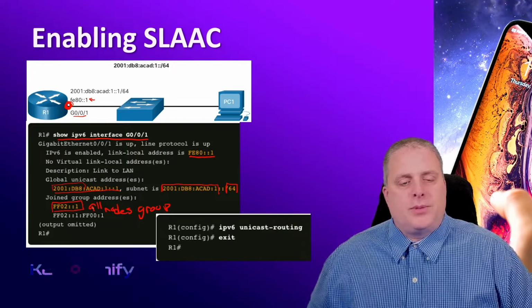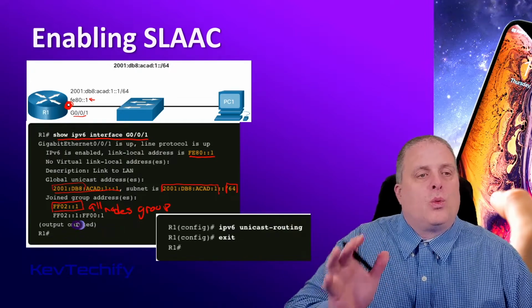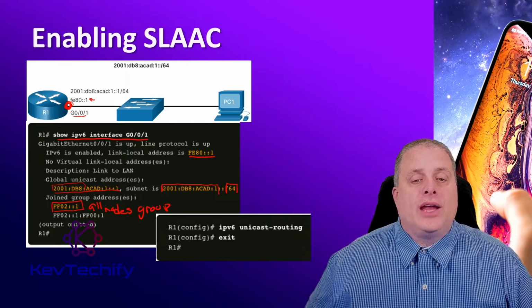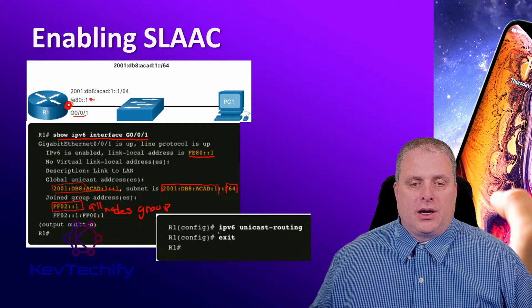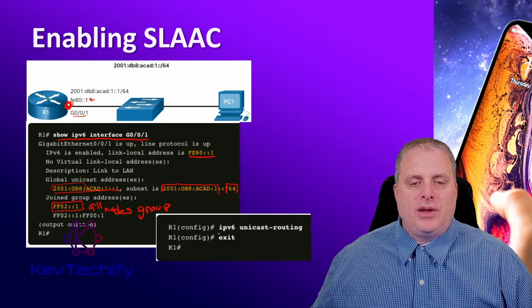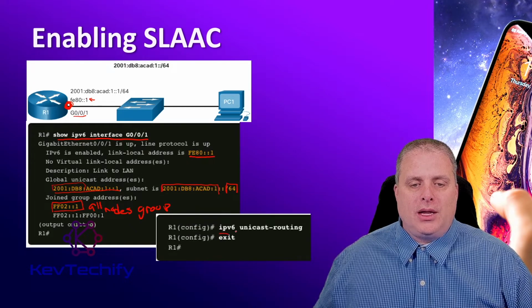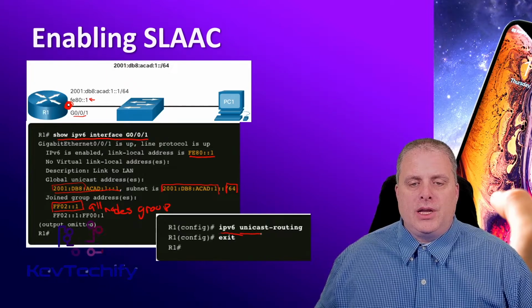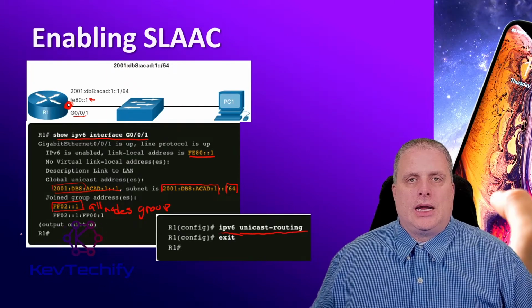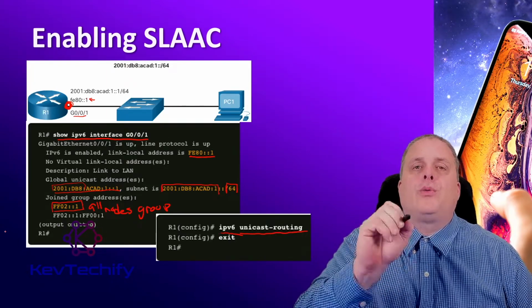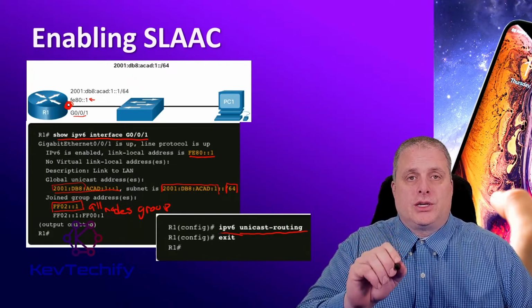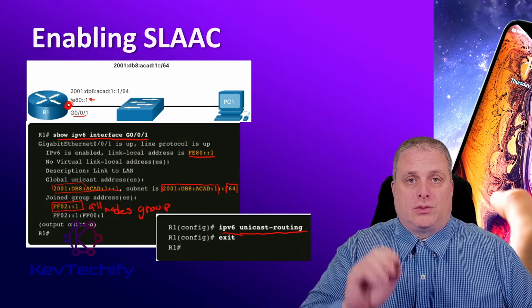Now, one of the steps you have to do in order to enable routing on our router for IP version 6 is you have to enable it. How do we enable it? That's what this command is here. The command to enable IP version 6 routing is ipv6 unicast-routing. If you don't turn that on, your router will not route IP version 6 traffic. You have to do ipv6 space unicast-routing.